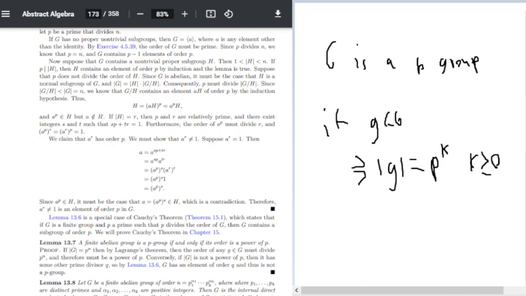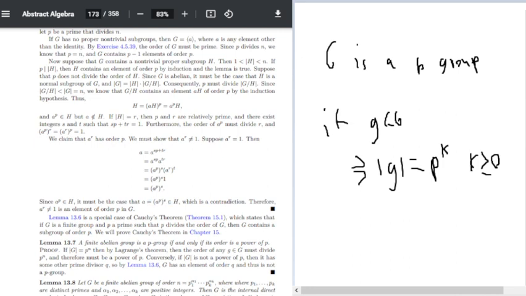We must show that a^r is not equal to 1. Suppose in this case that a^r is equal to 1. Then a = a^(sp+tr) = a^(sp) a^(tr) = (a^p)^s (a^r)^t = (a^p)^s · 1 = (a^p)^s. Since a^p is in H, it must be the case that a = (a^p)^s is in H, which is a contradiction. Therefore, a^r is not equal to 1, and it is an element of order p in G.